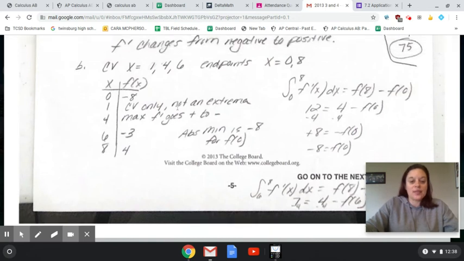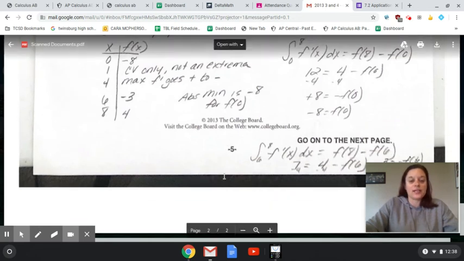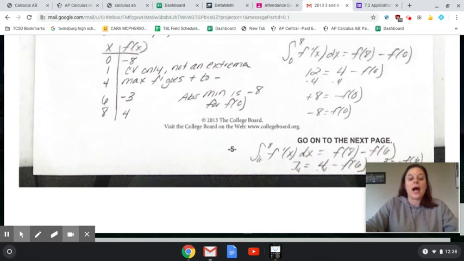And then I did the same thing for 6. Now for 6, again, I know what's happening at f of 8, so I made that still my upper boundary. I now need to figure out what's happening at f of 6.